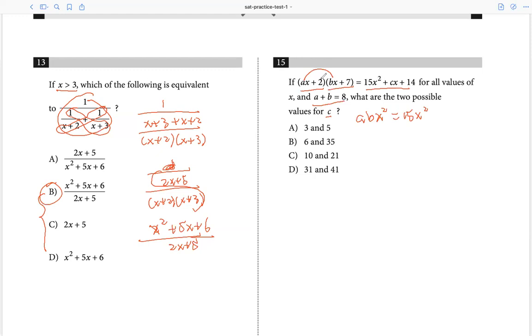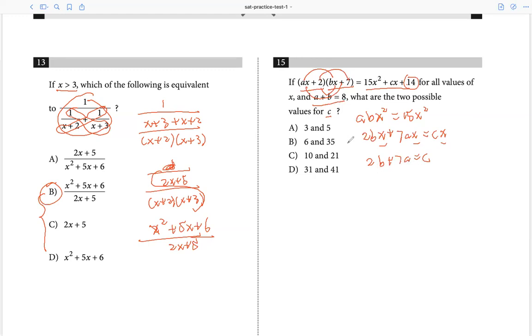Then for the constant, we have 2 times 7. Yes, that equals 14. For the middle term, we have 2bx plus ax times 7, right? 7ax plus 2bx equals cx. Well, x. That means 2b plus 7a equals c, right? Because this is like terms. So left-hand side equals right-hand side, that's like terms, and then that coefficient has to be the same. So 2b plus 7a equals c.